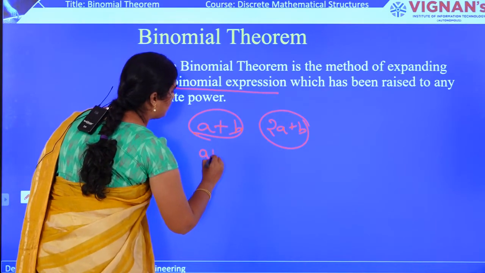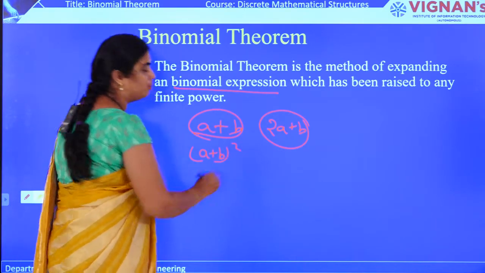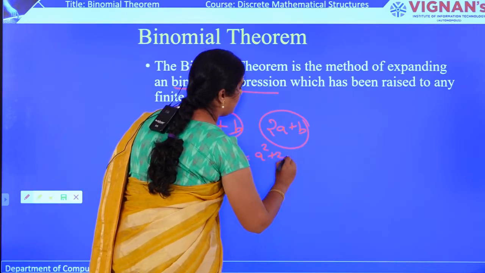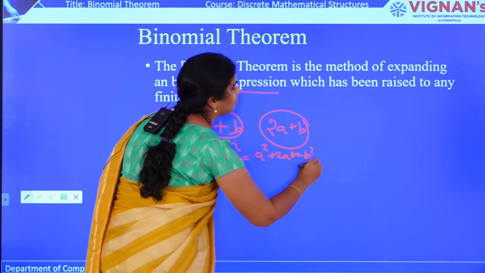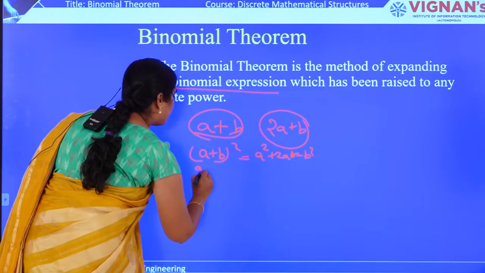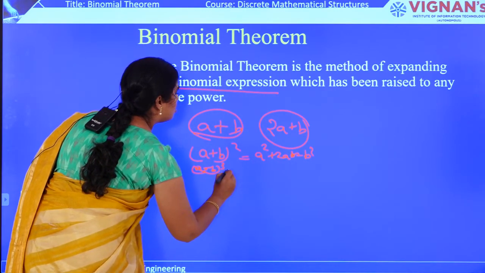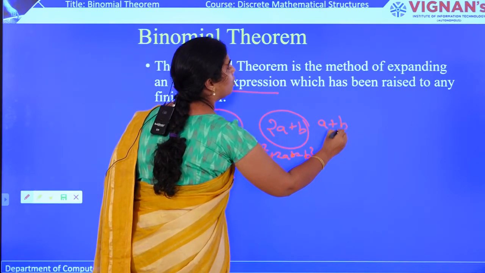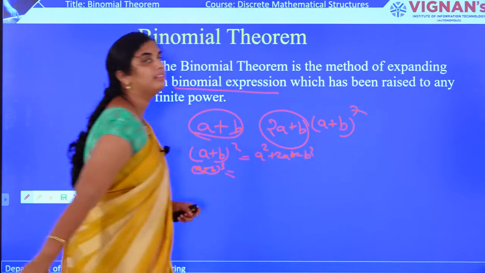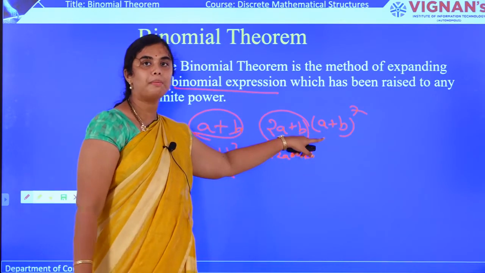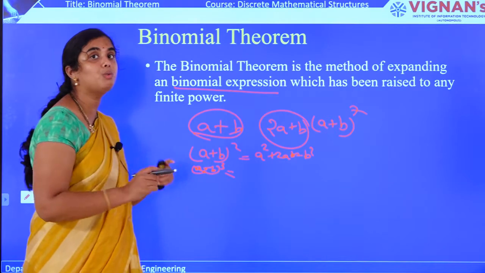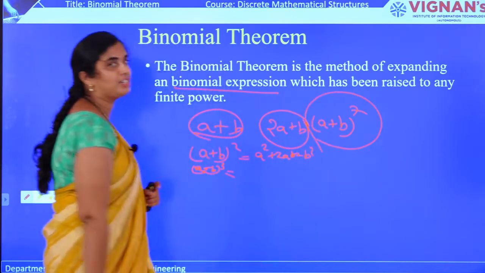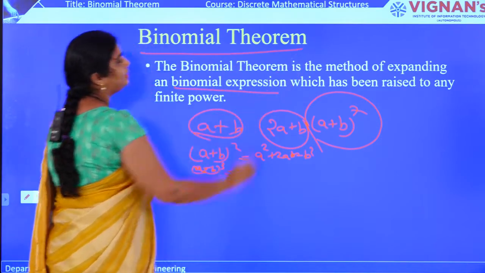Suppose this a plus b is raised to the power of 2. Then what is the expression which we will get? A square plus 2ab plus b square. This is simple, right? We can also find a plus b whole cube. This also we know. Suppose we are given a plus b whole to the power of 7. Then in that case, remembering such formulas is very difficult. So, we need to expand them. In order to expand these binomial expressions, we use binomial theorem.